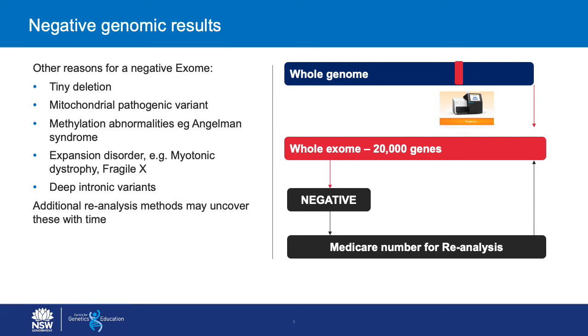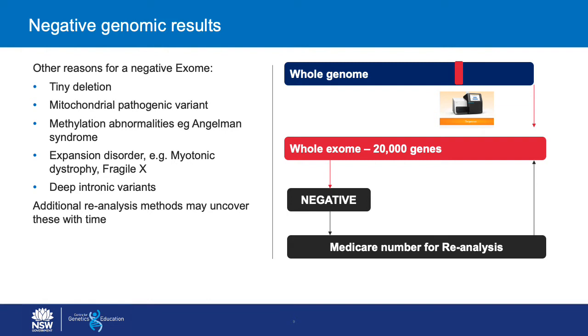Other explanations could be that there may be a methylation abnormality, such as Angelman syndrome, or that the genetic mutation is an expansion disorder, such as Huntington disease or Fragile X. Both these genetic mechanisms are not examined by most genomic tests to date. Lastly, unless a whole genome is done, a whole exome will not detect non-coding protein changes, that is, intronic changes.